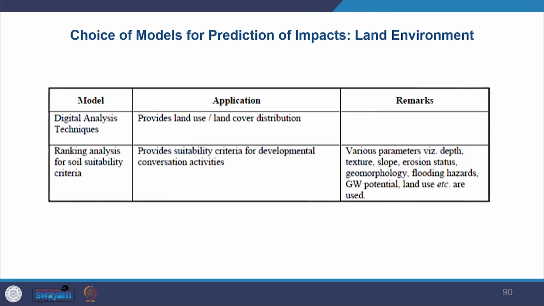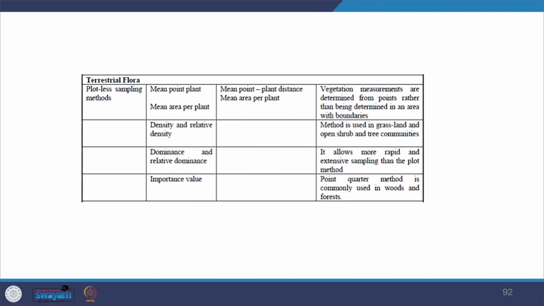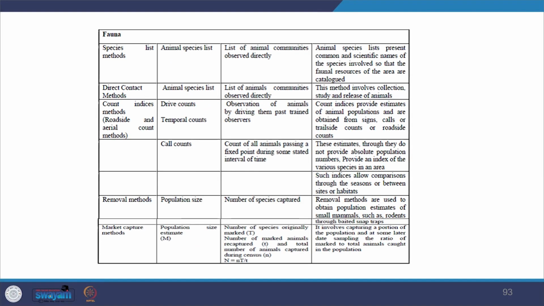Then you would also find models for the land environment. So you have digital analysis technique, ranking analysis for soil suitability criteria. So this can be used. Then you also have methods for biological environments like sample plot methods. So we have seen these: transect line intercept methods, plotless sampling methods, species list method, direct contact method. So all these we have seen. So I'm sharing this example, a case study, also with you.